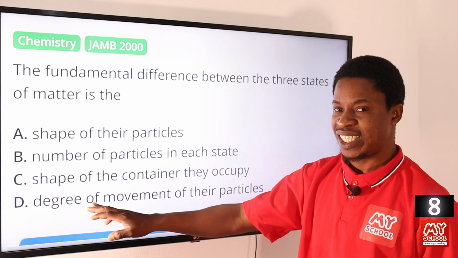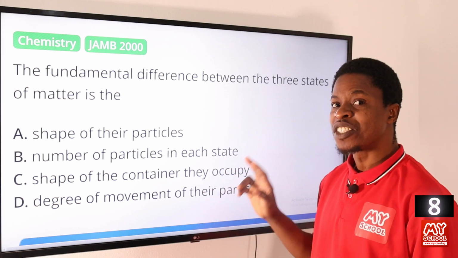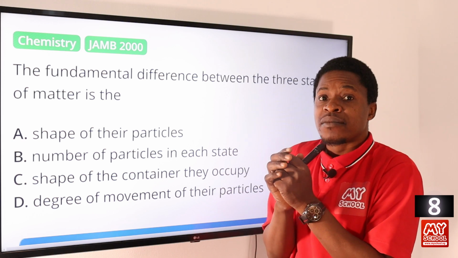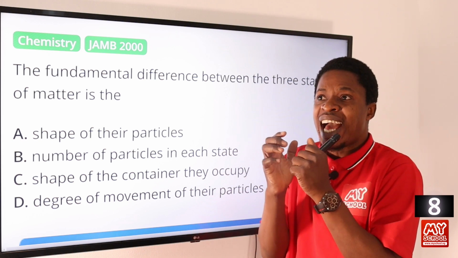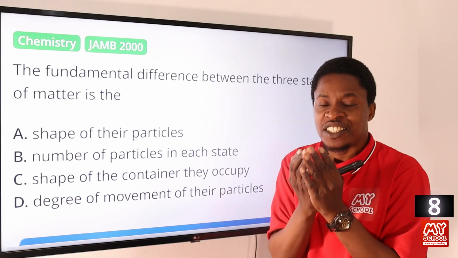But look at option D, degree of movement of their particles. What makes a solid what it is is because the particles are compactly stacked together, closely packed together.